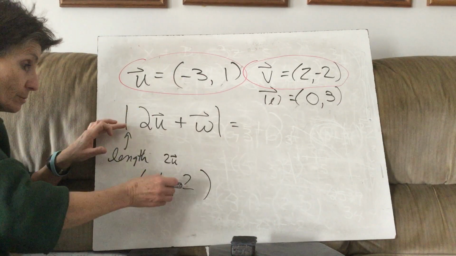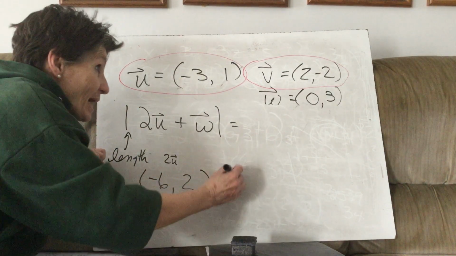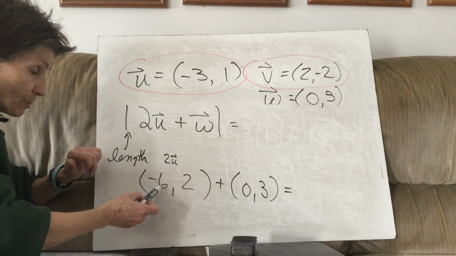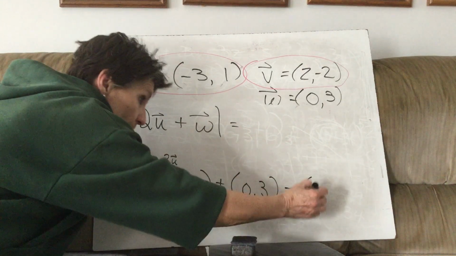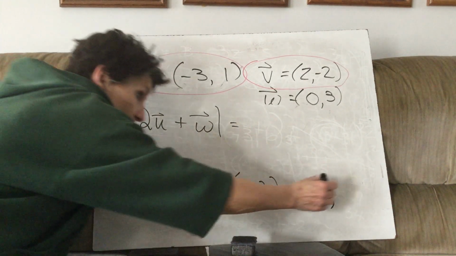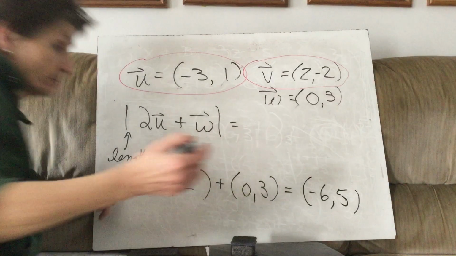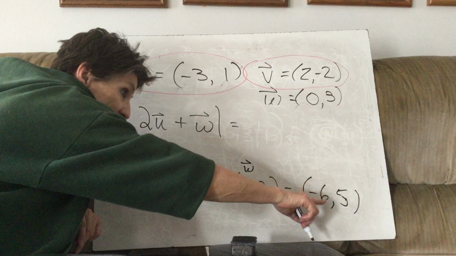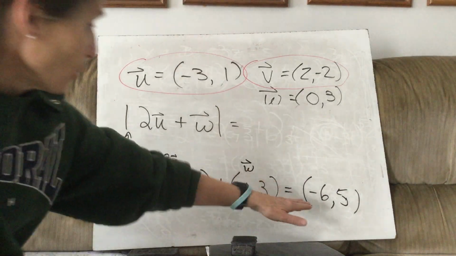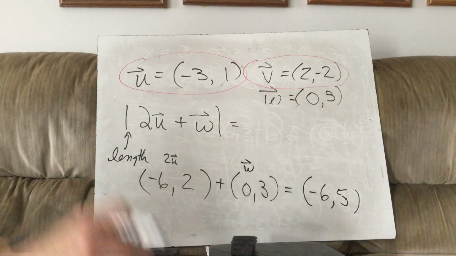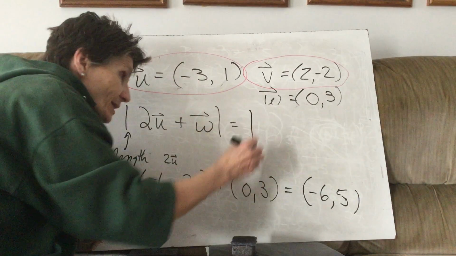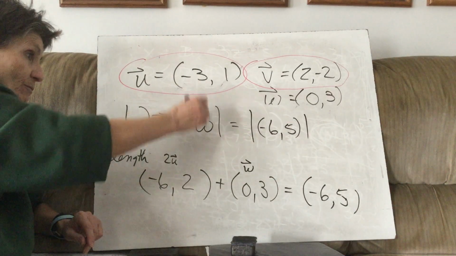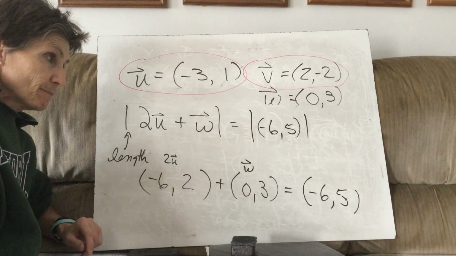This is 2u right here. And then we're going to add that to w. So we're going to add -6 and 0, add 2 and 3. So that's 2u plus w, and that's what I get as my answer. That's the resultant of these two getting added together. So I need to find the length of this vector. It's inside the absolute value, so I need to find its magnitude.